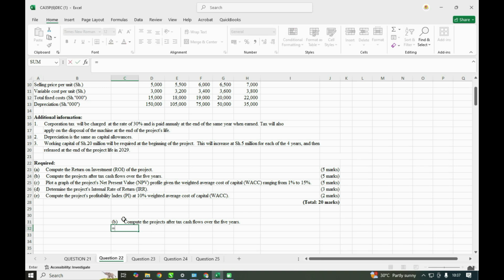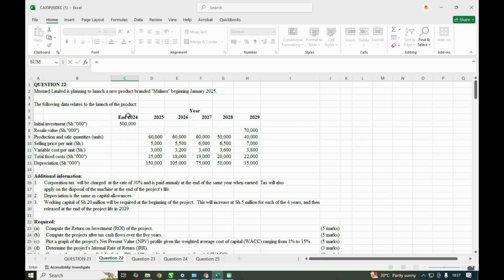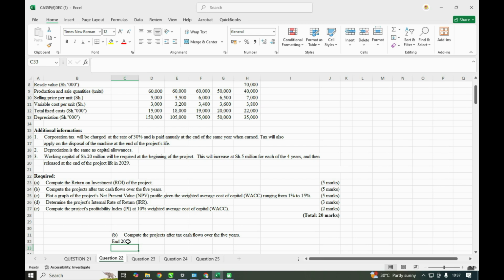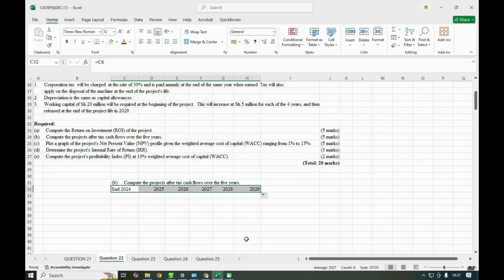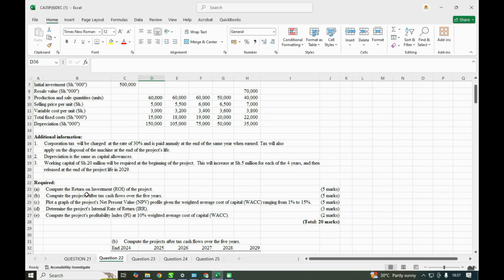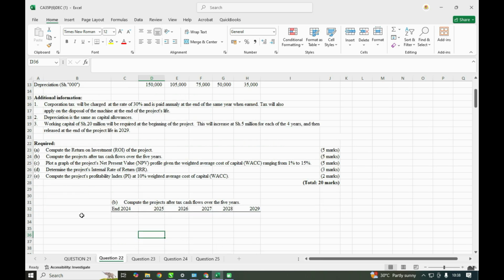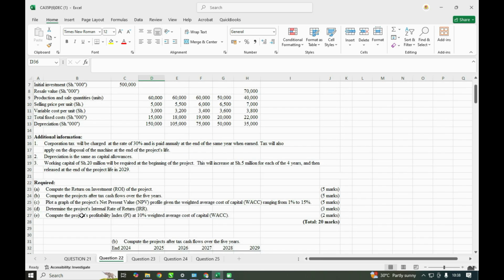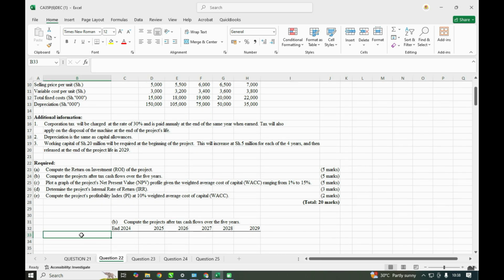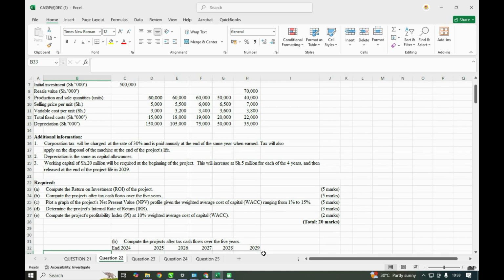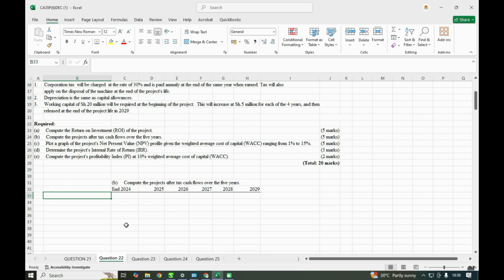And for this one, we are having 2024, the end of 2024, and I will autofill up to 2029. And I'll have the bottom border, so that the first thing that we need is to find the project after tax, and we have been given the production in units. So we have our units there, and we have been given the selling price. So I can just start with sales because I already have the units up there, production and sales quantities, selling price. I can just directly start with sales.